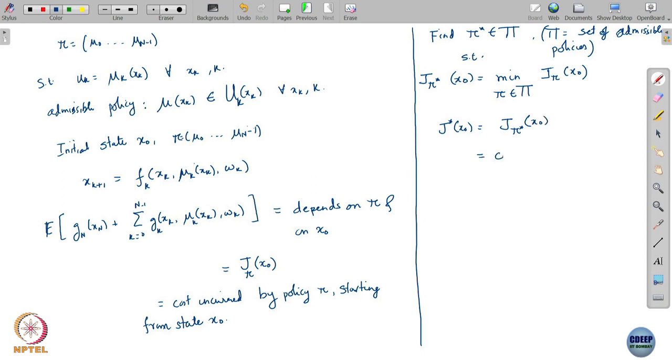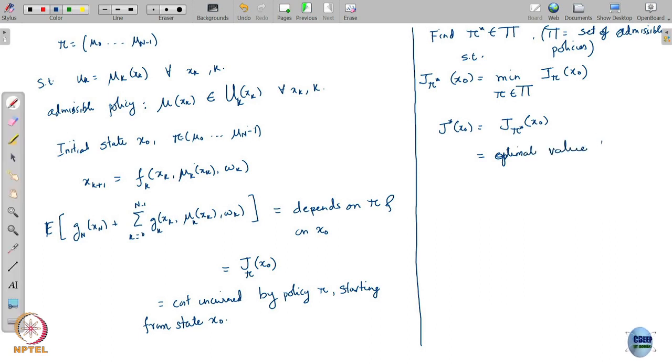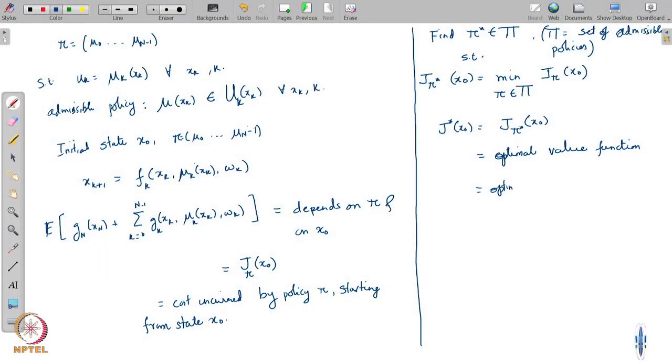This has a name: it is called the optimal value function. The optimal value function is simply a function that tells you what the optimal value of the dynamic optimization is going to be as a function of the initial state. This is called the optimal value function or optimal cost function, the optimal cost as a function of the initial state.